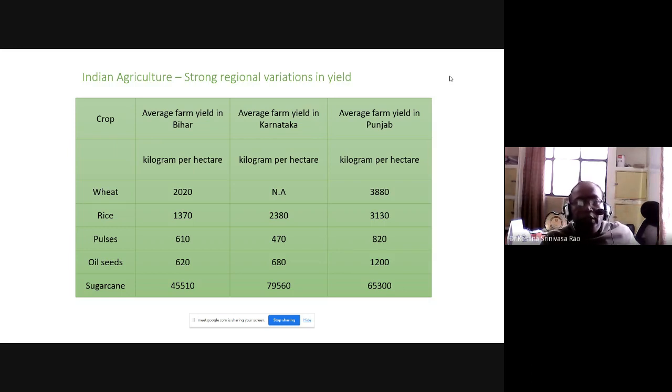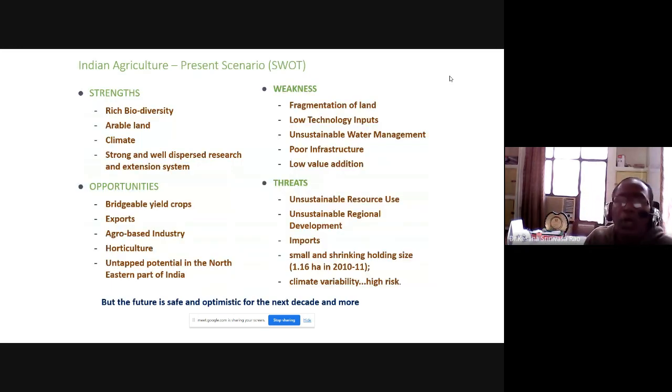So that is what you also know very well. Accordingly, in your places also, you can see how these things are taking place. So basically, in Indian agriculture, from the present scenario point of view, the SWOT analysis will try to explain the strengths, weaknesses, opportunities and threats.